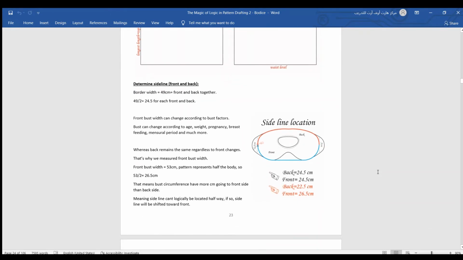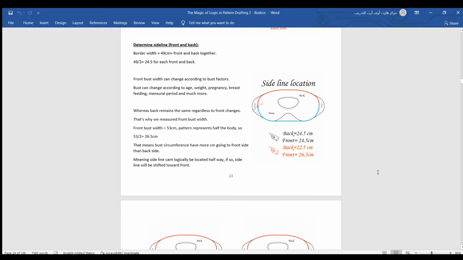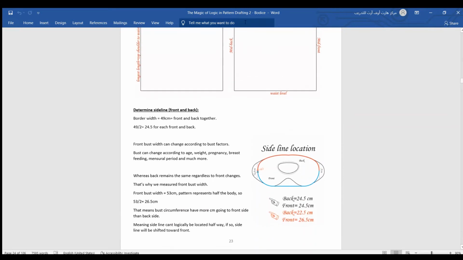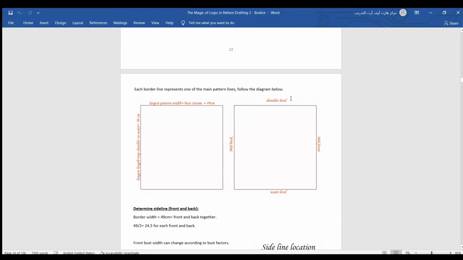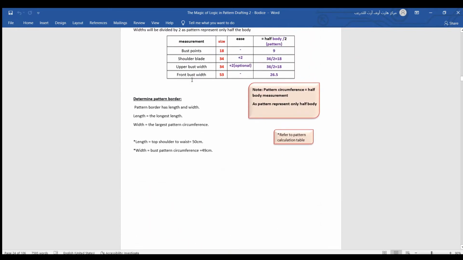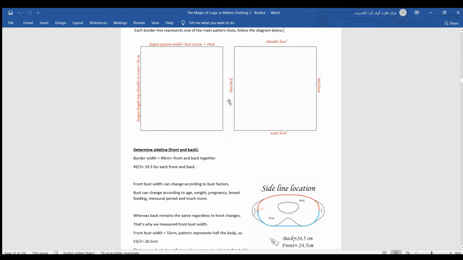Okay, step number 2 is to determine where we should place the sideline, the line that divides the block, the border here, into 2, front and back. Since we have measured the front bust width, we can use this one because, as you all know, I will show you here.